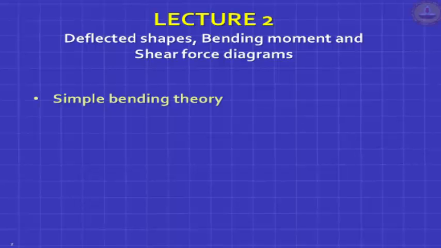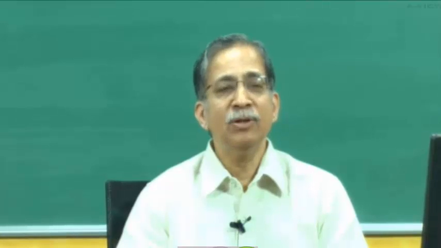So we get into this topic. First, we will go into what is known as a simple bending theory, where we look at stresses and strains and see how bending moment causes normal stresses. We want to derive a relationship between the stress, the strain, the curvature, the elastic property, and the bending moment at the section.